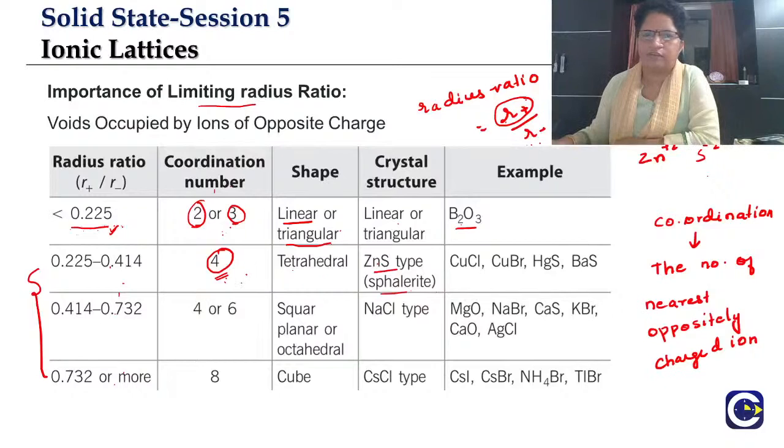Hope you are able to understand. Any doubt, just stop me. Coordination number 4 means the oppositely charged ions around it are 4. And what would be the structure? It is known as tetrahedral. The crystal structure we call zinc sulfide or sphalerite structure. Along with zinc sulfide, you will also have copper halides, mercury sulfide and beryllium sulfide as examples.